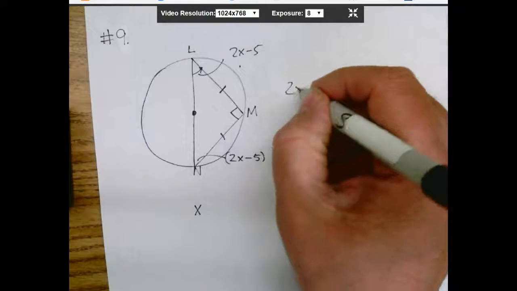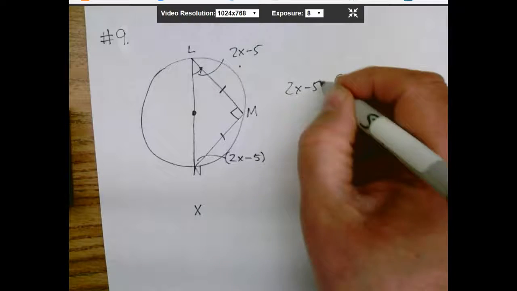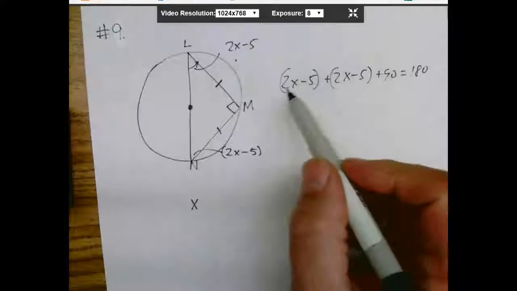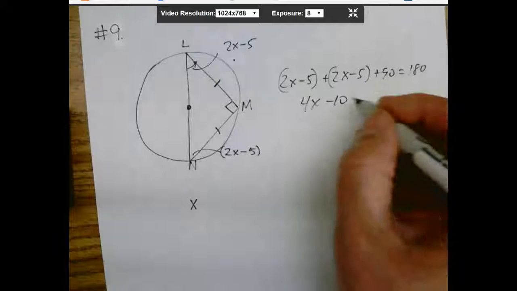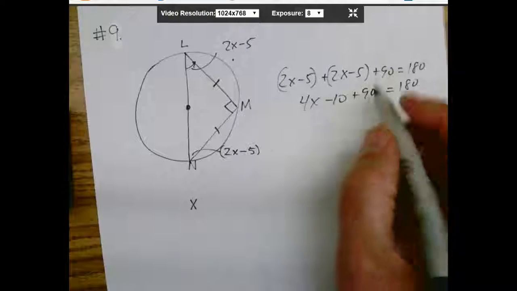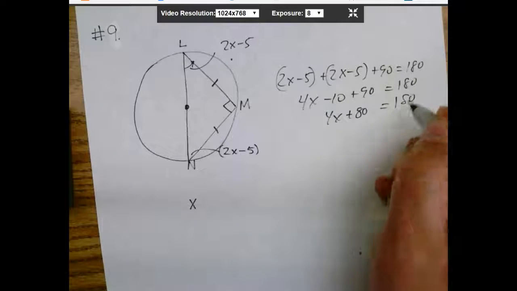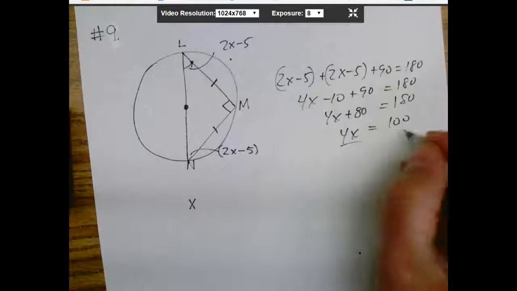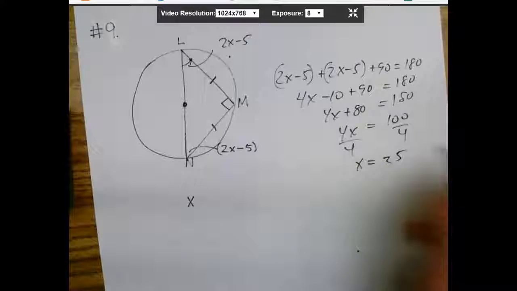So then we'll go 2x minus 5 plus 2x minus 5 plus 90 equals 180. So we get 2x and 2x, 4x minus 10 plus 90 equals 180. Then we're going to get 80 here, right? 4x plus 80 equals 180. It's going to give us 4x equals 100 because we minus 80. Divide by 4. x is 25.